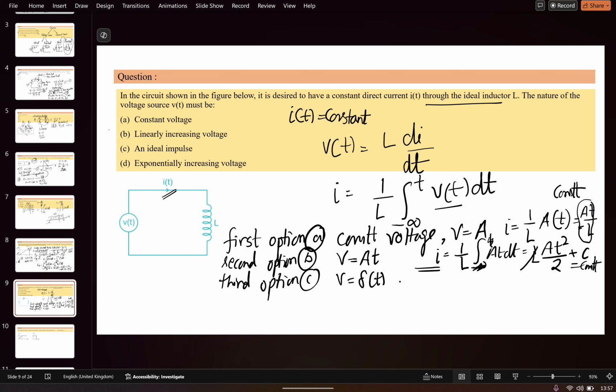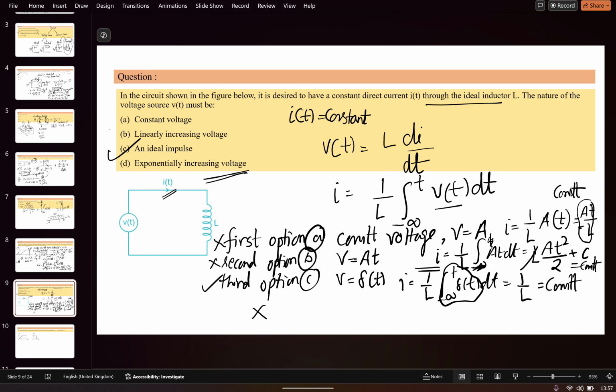So if you see the I, 1 by L integral from minus infinity to T of delta T dt, also an unbounded integration. If you see delta T, this area is actually equal to 1. The fourth option is similar: if it is exponential, the integration will also come out to be exponential. So the fourth option is nowhere coming. The first option is neglected, the second is also neglected, and the third is the correct option. So in case of the impulse function, you will get the constant current. Let's move to the next part.